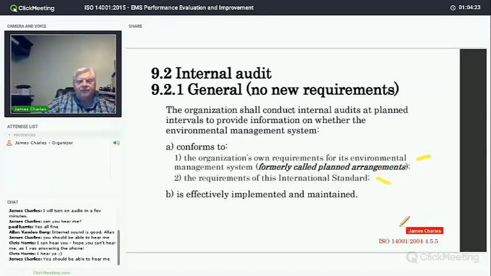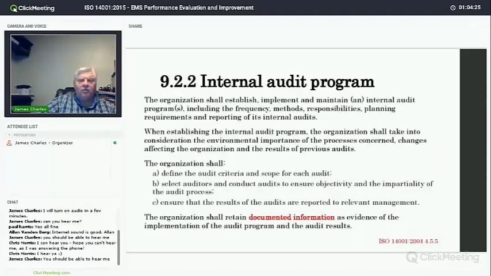Obviously, we need to meet the requirements of the standard. That's a no-brainer. We still see a little bit of issue with objectivity. People trying, you know, we train 12 auditors, they're all gone. The management reps auditing their own work. That's still not going to fly.